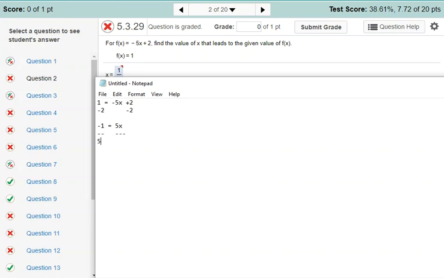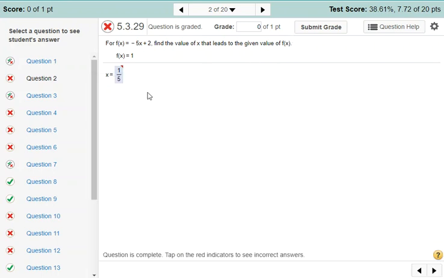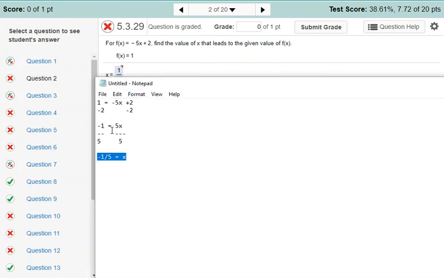Let's see if I can type this. I'm going to divide both sides by 5, which gives me negative 1/5 is equal to x. Okay, so that would be my response on this one. Negative 1/5 equals x. And you can see it. Oh, my bad. I forgot the negative. I would have gotten this one wrong.